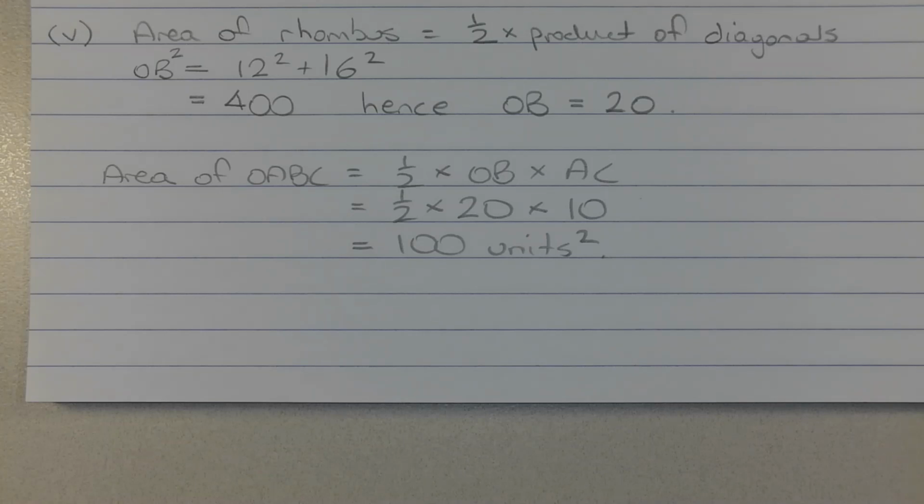And because we're finding the distance from the origin, we can use Pythagoras' theorem to find the length of OB. So OB squared is equal to 12 squared plus 16 squared. So we have OB squared is equal to 400. Taking the square root of 400, we get OB is equal to 20. So the area of rhombus OABC is equal to half times OB times AC, which equals half times 20 times 10, which equals 100 square units.